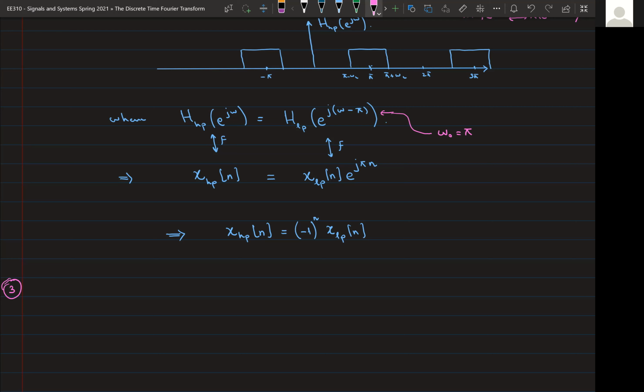Yes, sir. All right. Achha, so the third property I want to talk about is time reversal. And I'm just going to gloss over this because you should be able to derive this on your own. So if I flip the discrete time signal in the time domain, what happens in the Fourier domain?